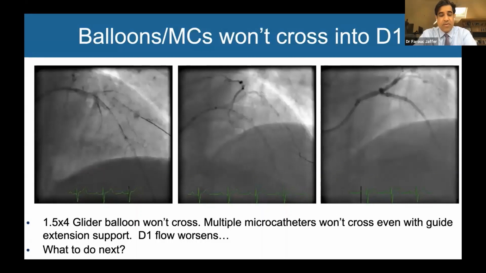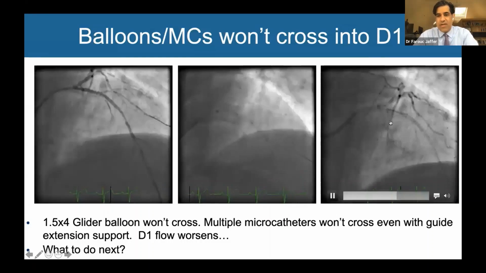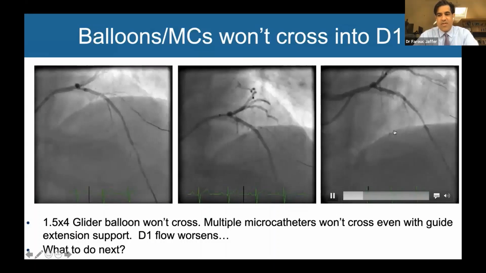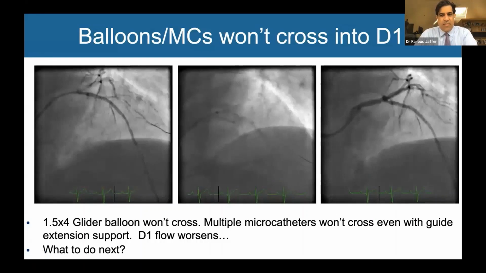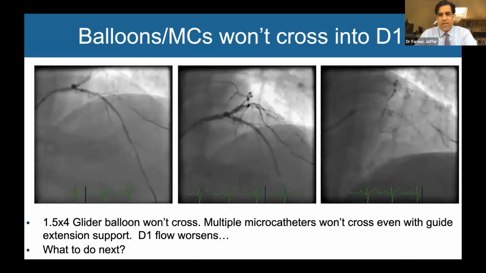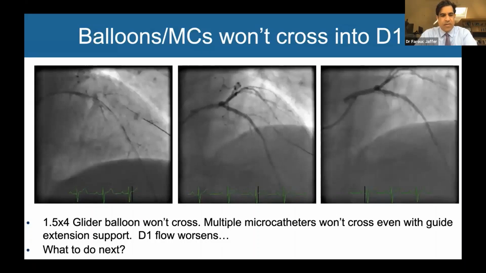Then multiple microcatheters would not cross. And the D1 flow, as you can see here on the right side, is starting to worsen. So the question is what to do next? Our thought was that maybe we crossed in a difficult part of the stent strut cell, and we were going to try to rewire with a different wiring system.